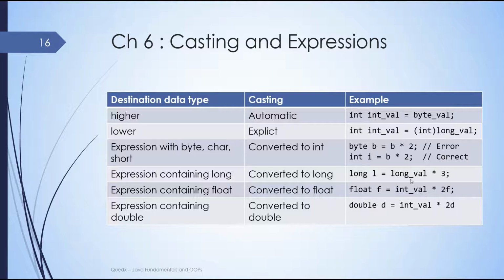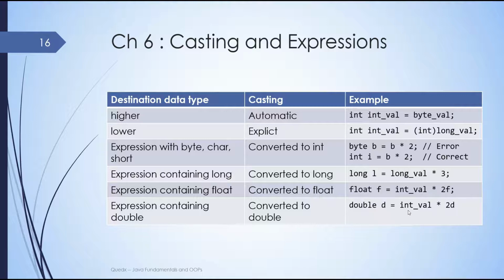In the fourth example, we have a long val multiplied by 3. The expression will be converted into long and we can store it in long. In the second last example, we have an int val and we are trying to multiply it by 2f. F indicates that the 2 is a floating point. Hence, this expression will be converted into float and can be stored into float.